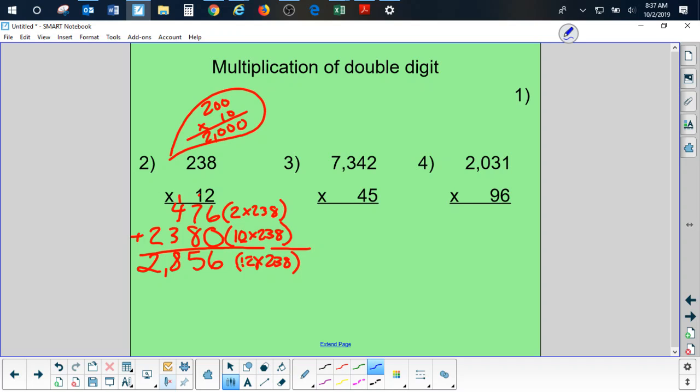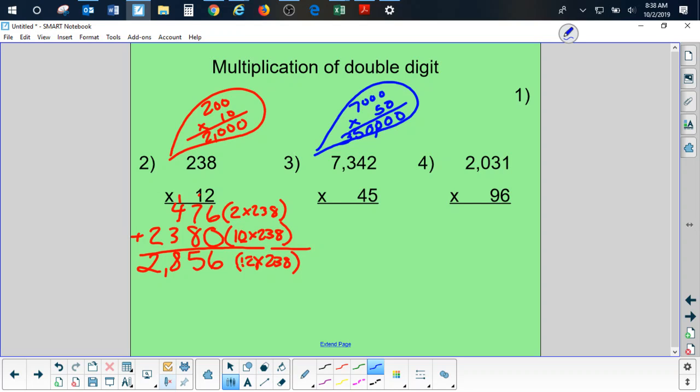For number 3, I'm going to estimate it first. I have 7,000 times 45. I would round that up to 50. There's 1, 2, 3, 4 zeros, and 7 times 5 is 35. So I know my answer has to be somewhere around 350,000.